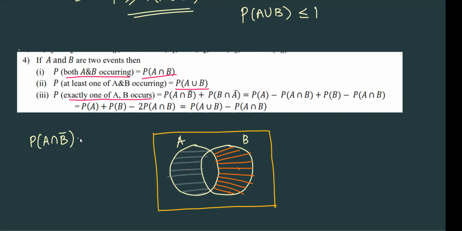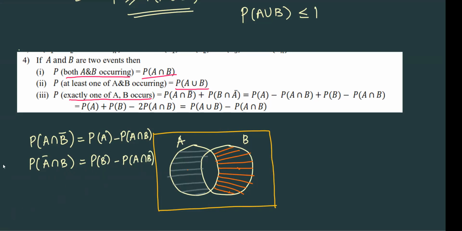So this is nothing but probability of A. See this? Probability of A, this region, minus probability of A intersection B. Similarly, probability of not A but only B. Okay, probability of B but not A. This is this. Probability of B intersection A bar or A bar intersection B. It is probability of B minus probability of A intersection B.